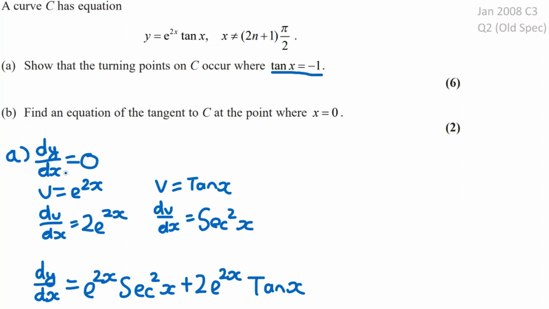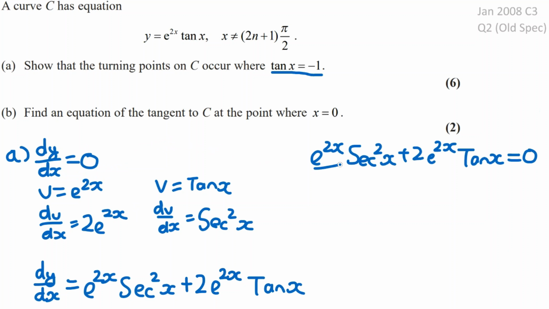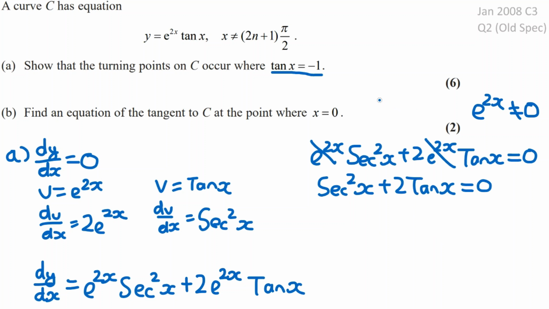Okay, so we want to equal this to 0 to find the turning point, so that's what I've done here. And we've got e to the power of 2x present in both the terms, and as e to the power of 2x can't be equal to 0, you can't have e to the power of something be equal to 0, we can divide everything by e to the power of 2x, like this here. So we're just left with sec squared of x plus 2 tan of x is equal to 0.